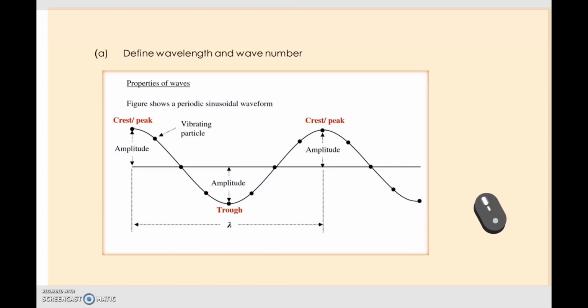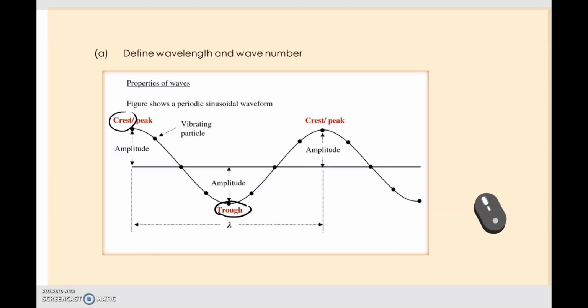In this figure, we can see the sinusoidal wave, where we have crest or peak. What is crest or peak? A crest is a point on a wave which has the maximum value of upward displacement within a cycle. We also have trough. What is trough? Trough is the lowest part on the wave.